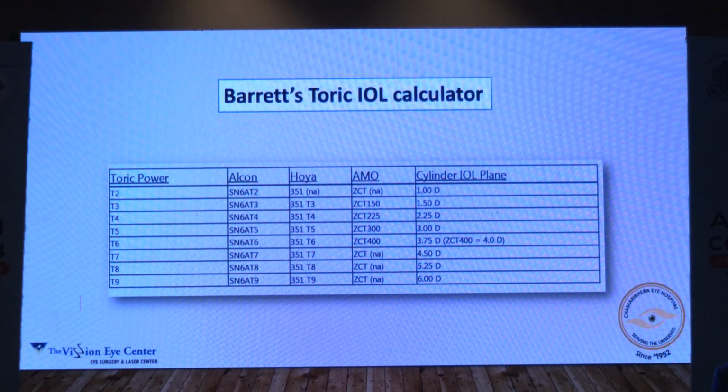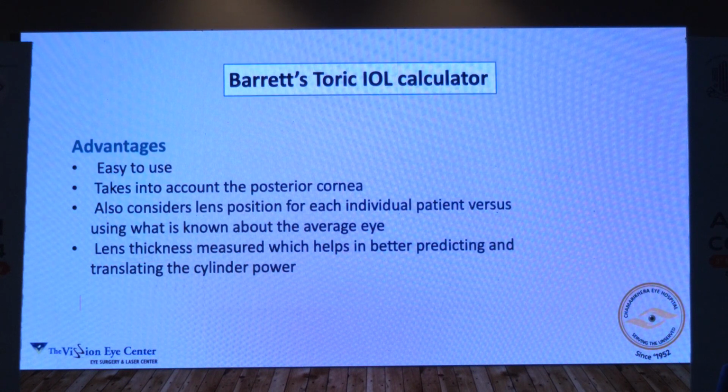Now that your calculation is done, you see what the toric power is that is to be implanted. At the left corner there is T2 to T9, and you have different lenses, different companies, all of them from T2 to T9 will be different. So you need to customize it for your particular patient according to the lens you're going to implant, according to the brand you're going to use, which one from T2 to T9 you're going to be using.